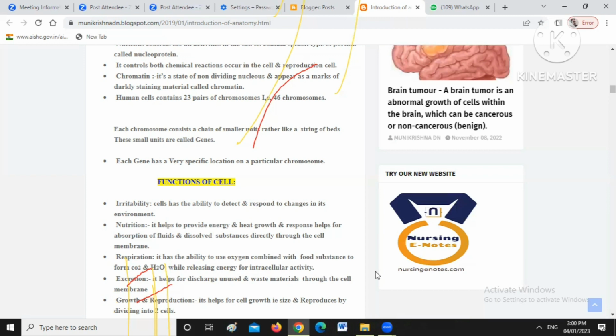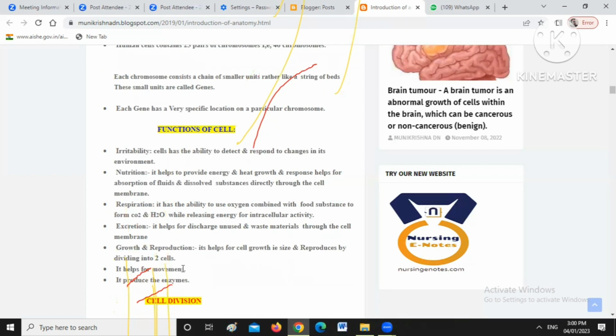Okay, so these are the main functions of the cell, and it helps for movement. So it helps to pass the substances which are inside the cell. It helps for the movements from one place to another place. Another one, it helps to produce enzymes. Okay, so these are the main functions of the cell.